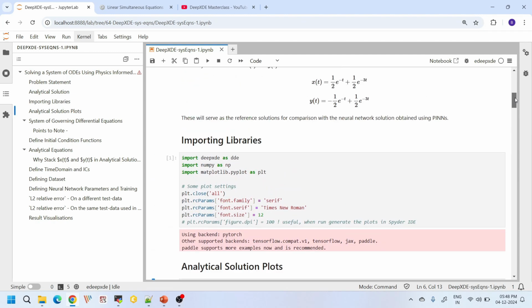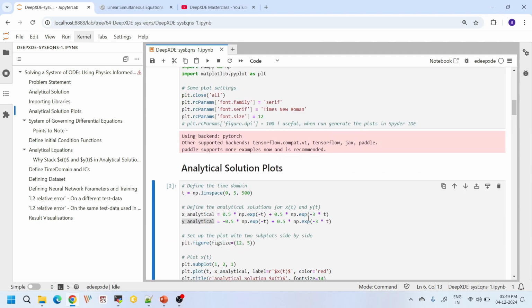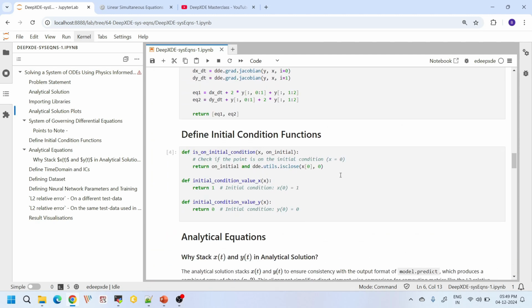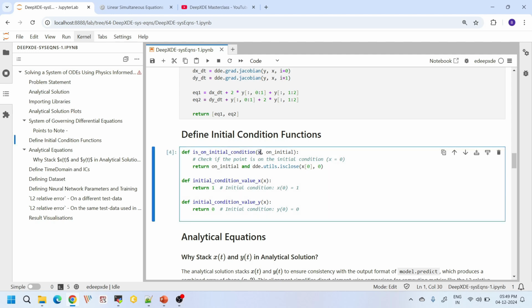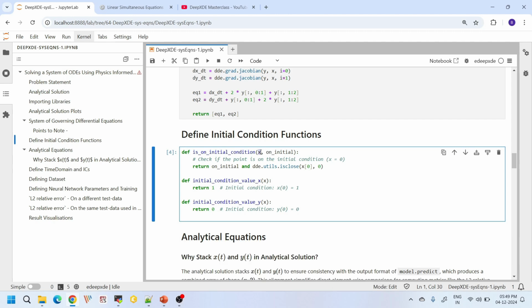If you look at our original equation, we have two initial conditions, one for x of t and another for y of t. At t equals 0, x equals 1 and y equals 0. So these two conditions we are defining here. Both are initial conditions, meaning both check for time t equals 0. In this particular system of equations we have only one input feature, that is time, and we are checking whether t equals 0 or not on initial. This is a boolean variable, true or false. When this condition is satisfied, it returns true, else in all other cases it returns false.